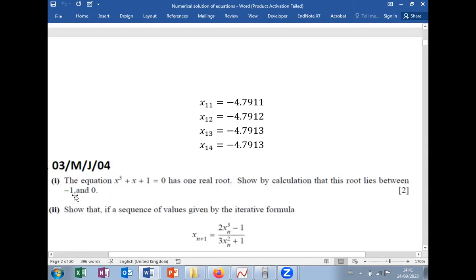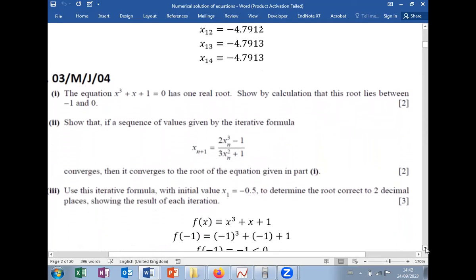Then you plug in a -1 and you see your output. Then you plug in a 0 and you see your output. Your outputs should just change the sign. One of the outputs must be negative, the other one must be positive, which will help you conclude that the root lies between the two values.